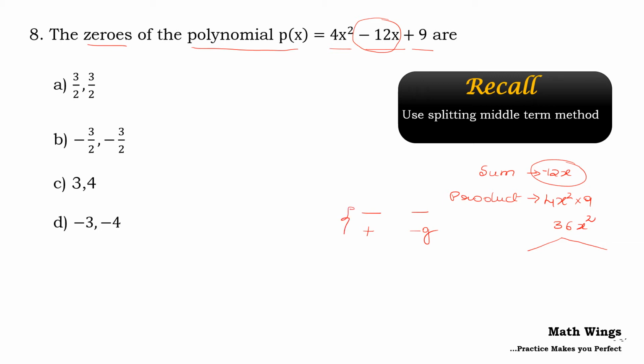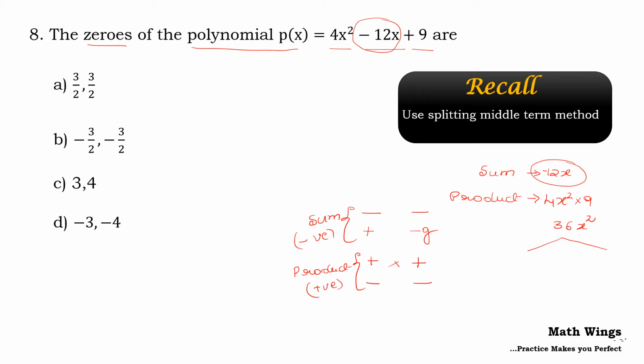Okay, so these are the sign conditions for the sum to be negative, correct? Now we have the product as positive. So what are the conditions for the product to be positive? When we have both positive signs, we can get the product as positive, as well as when we have both negative, we can get the product as positive, right?